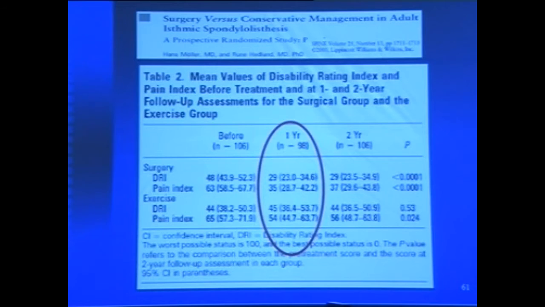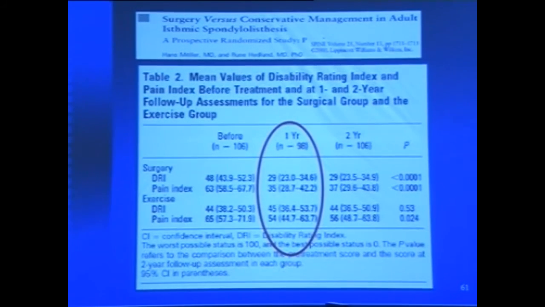And I was also wondering why all the patients who have been operated do not say excellent after the surgery. This is a study done by Hans Moller, which indicates that if we compare the disability index and the pain index before the surgery, among 106 patients where surgery has been done, the disability index was 48, and after surgery, after 1 year, the disability index is 29. The pain index, which was 63 before the surgery, is 35 after the surgery, and the same essentially remains in the second year.